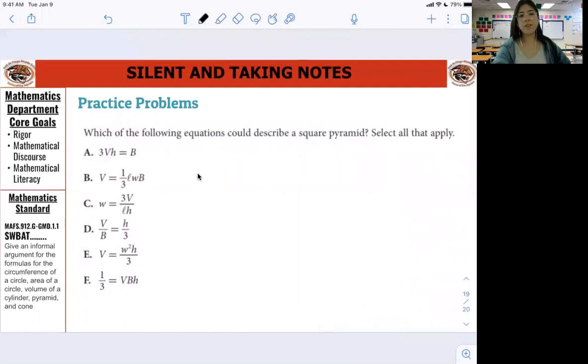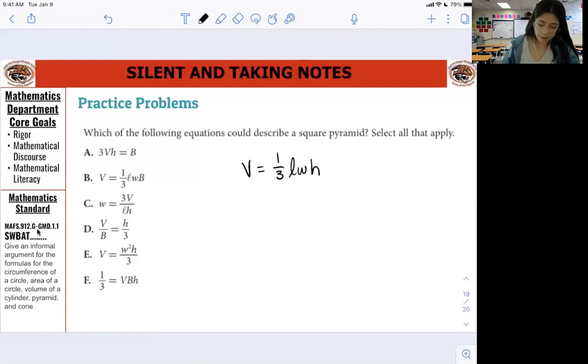Which of the following equations could describe a square pyramid? So basically, you know that with formulas, you can write formulas a lot of different ways. So start taking a look and seeing which ones seem to be correct. Or actually, let's start with the basic one, the one we already know.